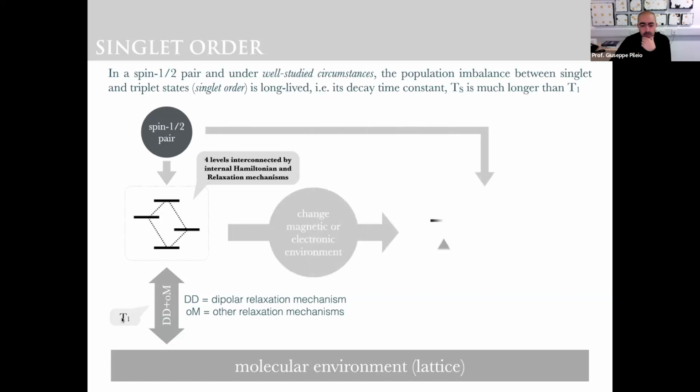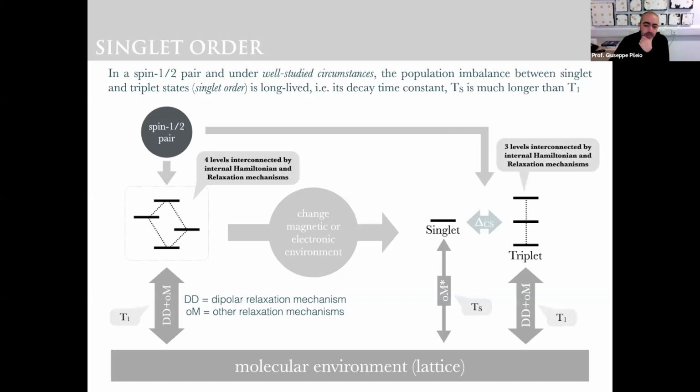Well, then the thing is this. Suppose we make some changes in either the magnetic or electronic environment of this spin system. We could see the same 4 spin states grouped in a different way. We have a triplet state, so 3 states which are still interconnected by the internal Hamiltonian and the relaxation mechanisms. So in some sense, they relax to the molecular environment with the same decay constant, again T1. And then down here, a single state, which we call singlet, which is connected with the triplet states through the difference in chemical shift between the 2 spins in the pair.